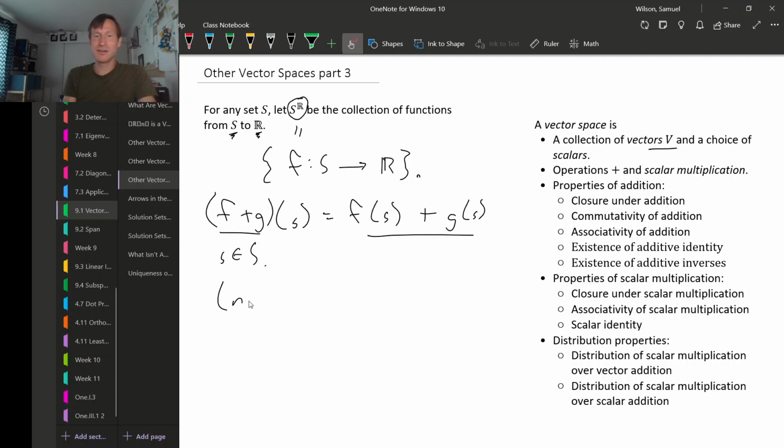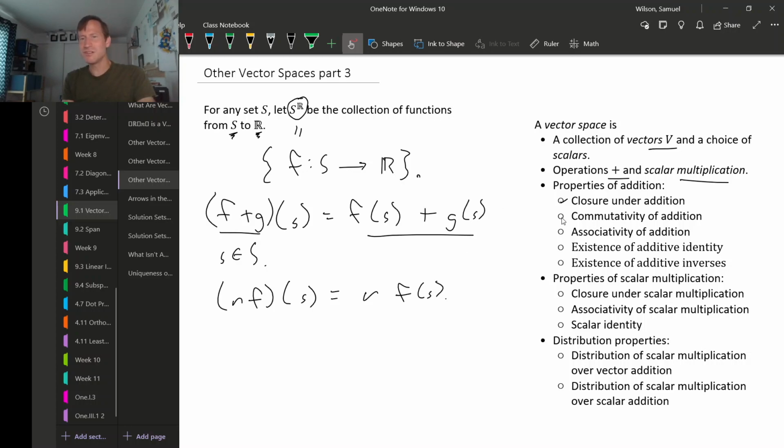Same thing for scalar multiplication. If we have a scalar times one of these functions, what function is this? Well, to tell you what function it is, I have to tell you what comes out if you put s into it. And what comes out is r times f of s. So this defines these operations. Now we just have to check all this huge list of axioms. So closure under addition is clear this time, because if you have two functions, when you add their outputs, you just get another function, right? We're familiar enough with adding functions that there's not much to show there.